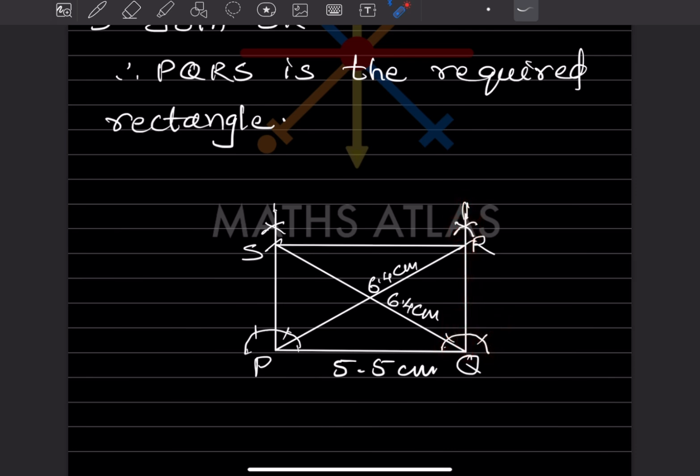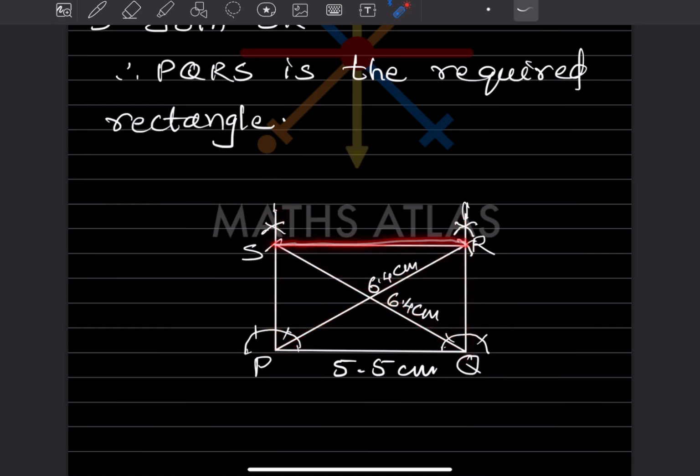So now you know that PR is given as 6.4. So what will you do? Again on the compass you will take 6.4. From this point, you will take 6.4 and draw an arc over here. And then again from this one, because you know that both are the same, from here you are going to draw an arc over here. So now you can see this is an intersection point, this is an intersection point. So you will draw these two lines. This is already there. So now you are going to join this SR.